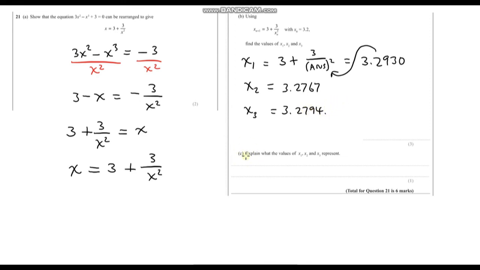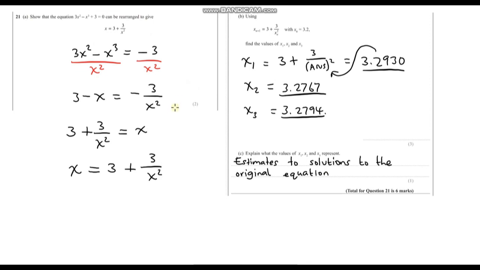Now if we look at question C, it says explain what the values of x sub 1, x sub 2 and x sub 3 represent. So what are these numbers that we've got? Well, these are just estimates to our original equation that we had up here. So they're getting more accurate as we go down. So these are increasingly more accurate estimates to the solution of our original equation.